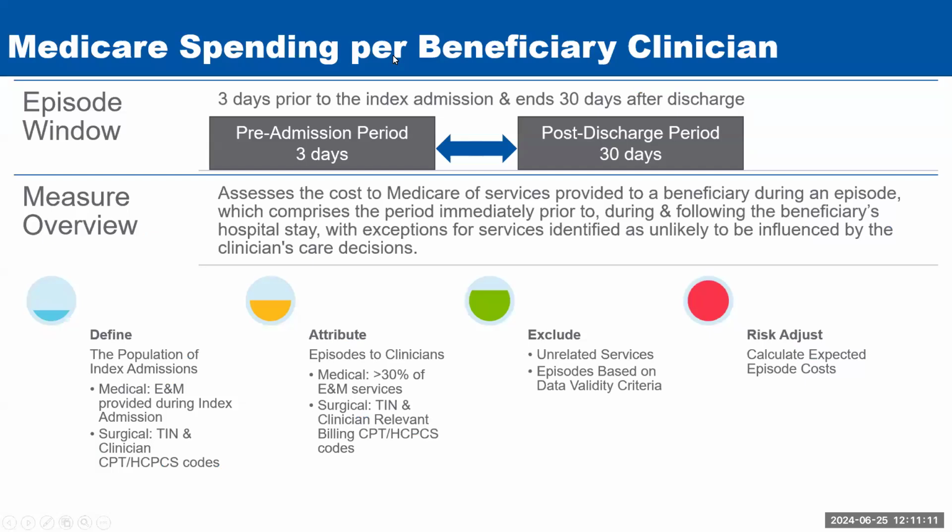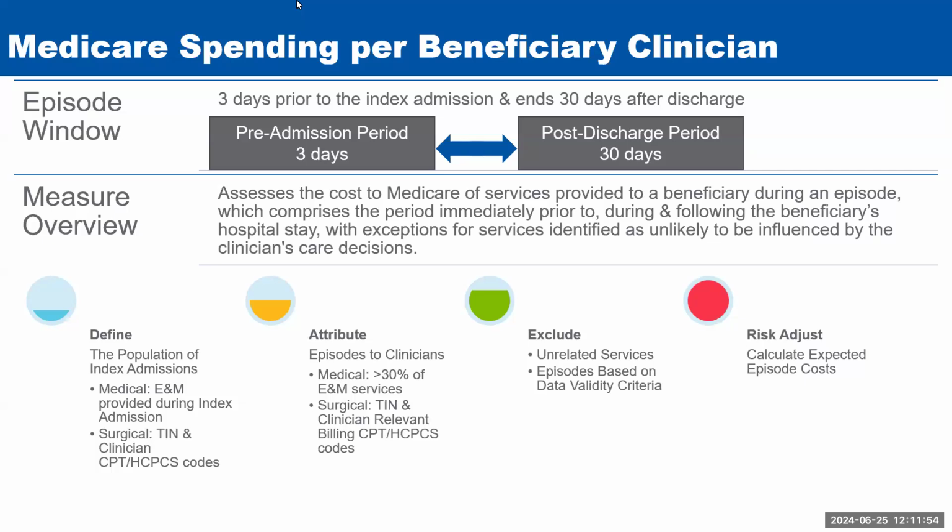So, Medicare spending per beneficiary. The episode-based measures that Jared talked about are relatively newer to the program. Medicare spending per beneficiary, as well as total per capita costs, are kind of our OG measures that have been around with the program for quite a while now. And Medicare spending per beneficiary clinician is a pretty far-reaching measure in and of itself. It applies both to inpatient clinicians in the hospital setting, and it can also apply to outpatient ambulatory care, and can be applied and attributed to multiple clinicians in either setting.